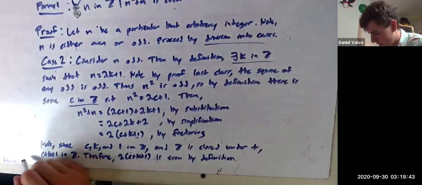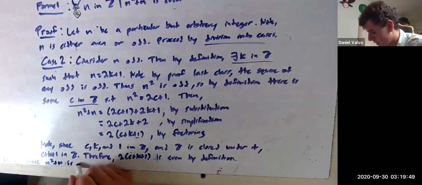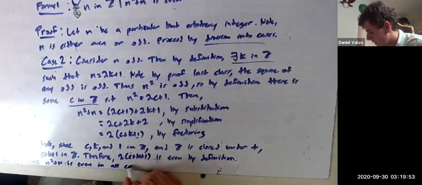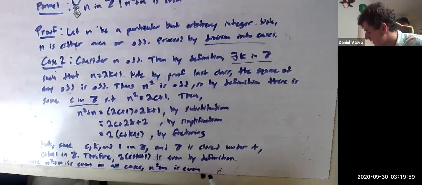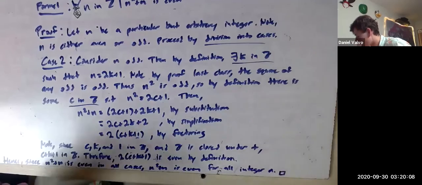Hence, since n squared plus n is even in all cases, n squared plus n is even for all integers n. Box, close it off. Done.